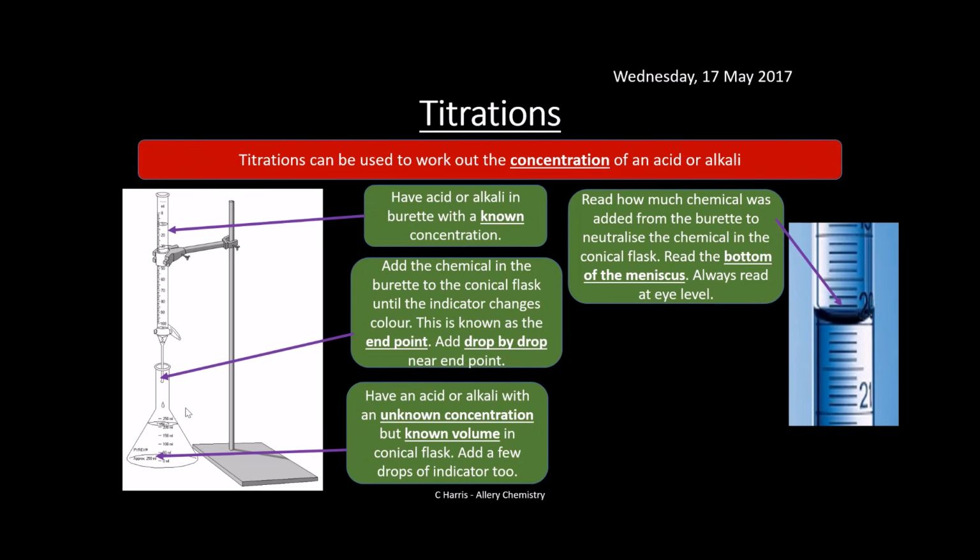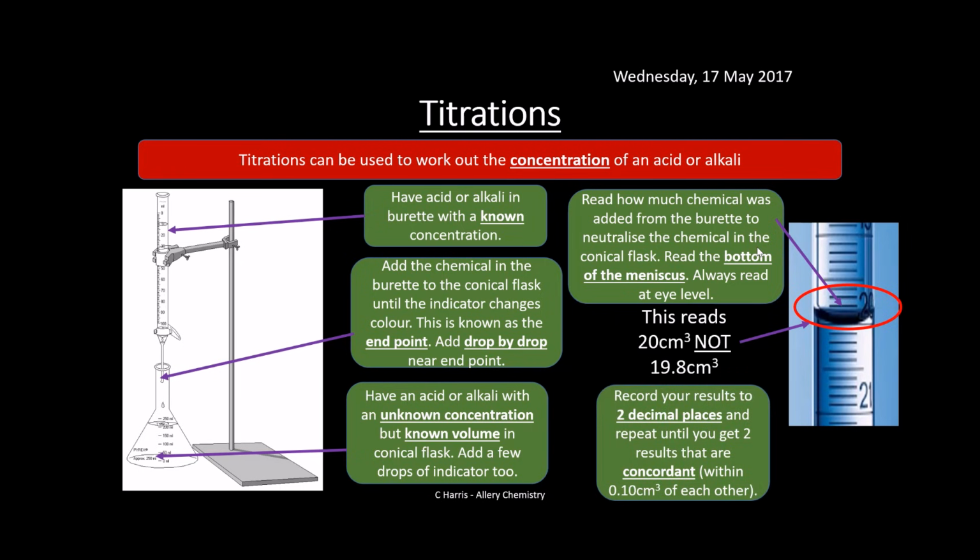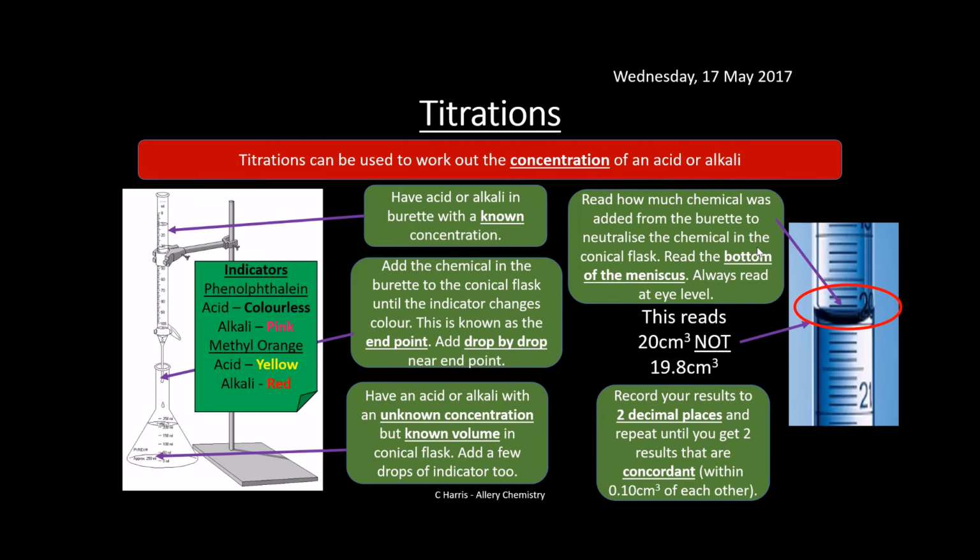As you can see, we've got a picture here. The volume shown here is actually 20 centimetres cubed, not 19.8. We're not reading from the top, we're reading from the bottom of the meniscus. Very, very important. Record your results to 2 decimal places, and keep repeating until you've got 2 results that are concordant. That means they're within 0.1 centimetres cubed of each other. That could include your rough titre at the start, that's fine, as long as you've got 2 results that are concordant with each other. Let's have a look at some of these indicators. Phenolphthalein: in acid it's colourless, in alkali it's pink. Methyl orange: in acid it's yellow, and in alkali it's red.